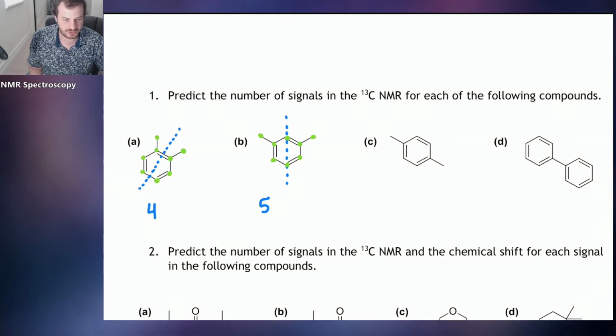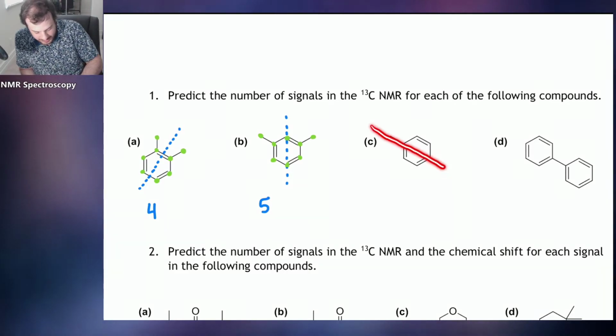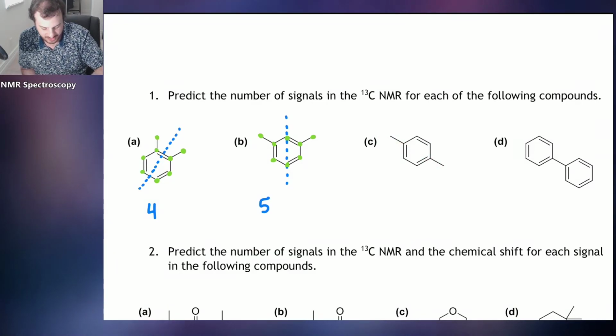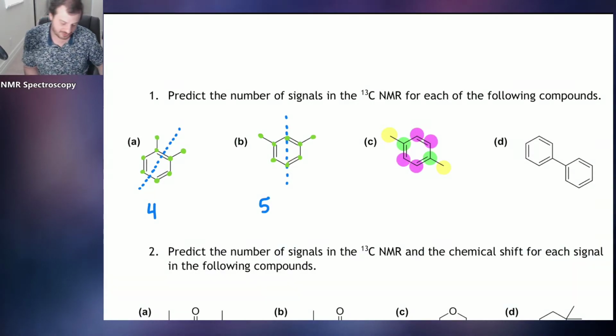All right, C, where's the plane of symmetry in C? Well, let's see. It looks like the plane of symmetry just goes right down here. Okay, so obviously the carbons on the end are going to be unique. Let's try a different way of doing it. Let's do highlighter. Okay, so these 2 carbons are the same. These 2 carbons are the same. And then all 4 carbons inside, the other remaining carbons, are all the same. 1, 2, 3, 4, because of symmetry. So this is a total of 4 signals.